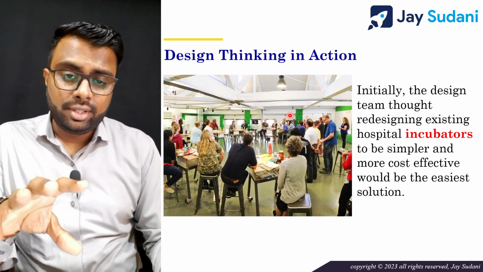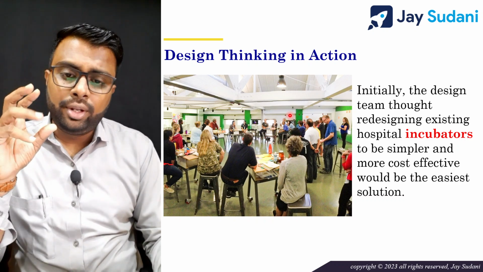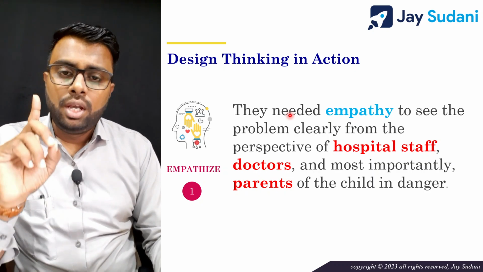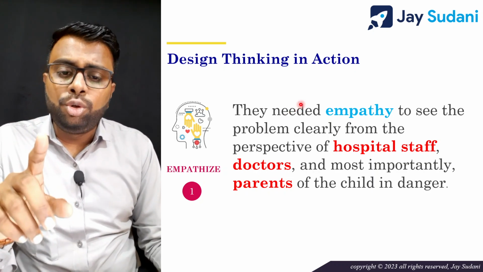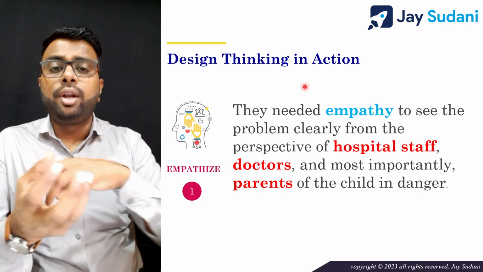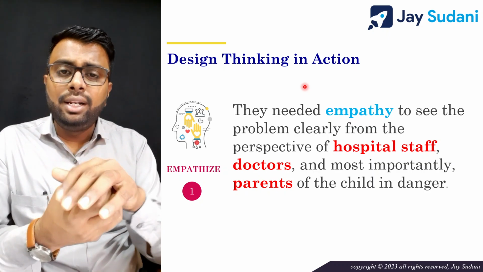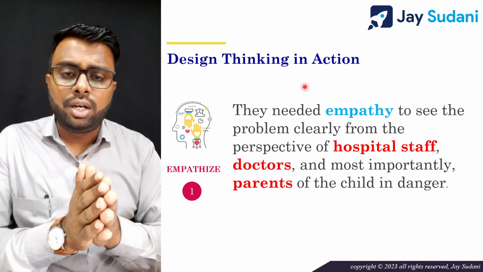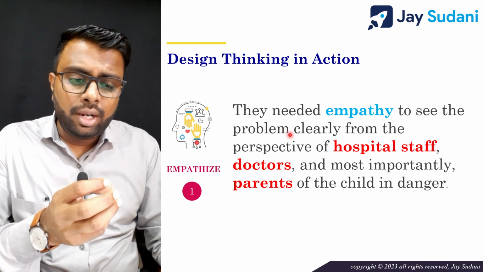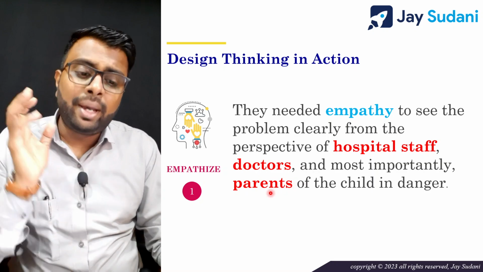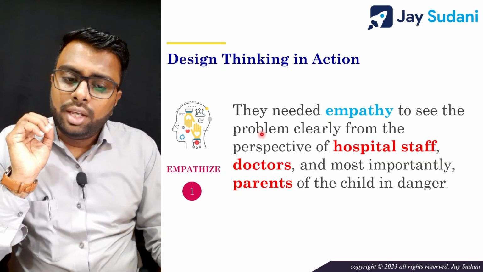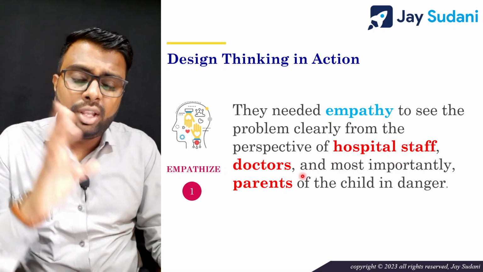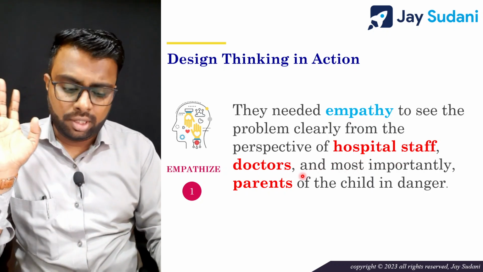Initially they thought like this, but when the professor said to deploy this technique, the first step for them was to empathize. In empathy, what do they need to do? They need to first identify the key stakeholders surrounding the problem, and then go and meet them, go and see them. So in this problem, who are the key people? The hospital staff, the doctors, and the parents of the child who are in danger. They needed empathy to see the problem clearly from the perspective of hospital staff, doctors, and most importantly the parents. So they went and met all these people.